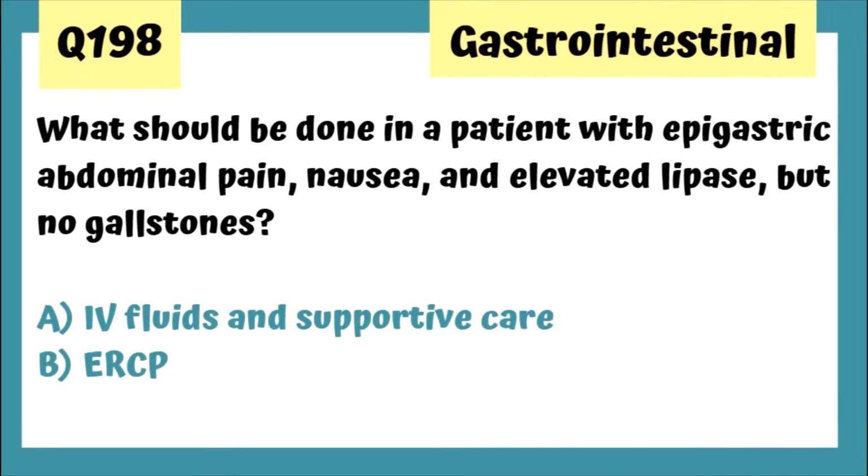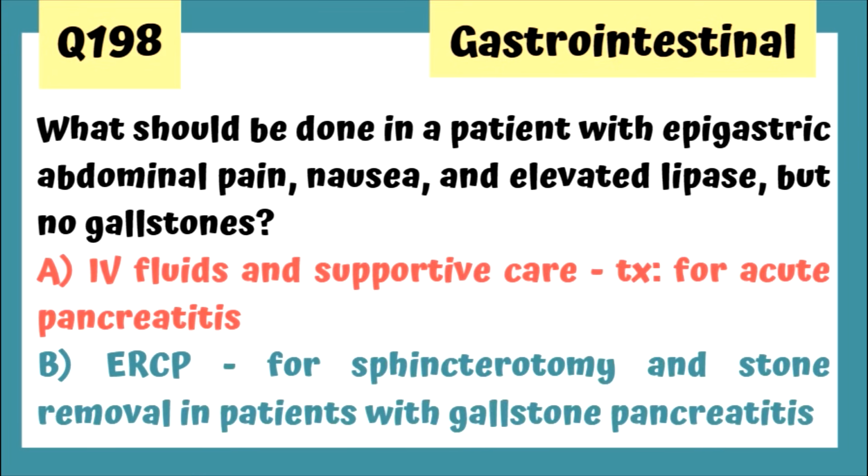Question 198, what should be done in a patient with epigastric abdominal pain, nausea, and elevated lipase, but no gallstones? So they have elevated lipase, but no gallstones. This is just like pancreatitis. We give IV fluids and supportive care, right? ERCP is for sphincterotomy and stone removal in patients with gallstone pancreatitis, or it could be used in case of malignancy, but here we're dealing with acute pancreatitis that doesn't involve gallstones.